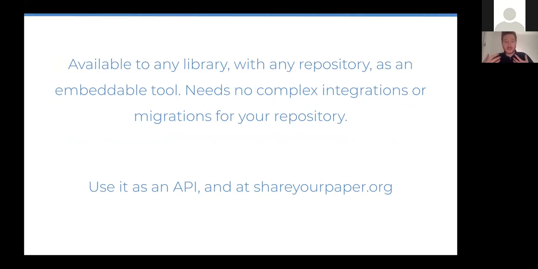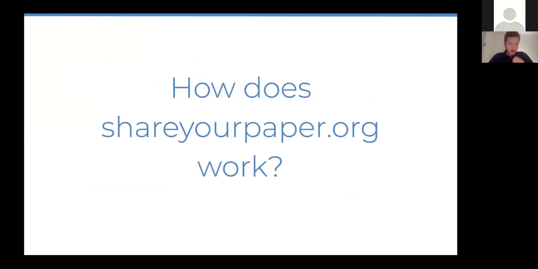We want it available as an API if you don't like our particular interface or you really want to integrate this in some way that we haven't thought about yet. And obviously, we'll make this workflow available at shareyourpaper.org as well, so that anyone in the world can deposit their research this easily. They don't need to be tied to an institution. So what does all of this look like? What does click, drag and drop, and then being done actually look like?